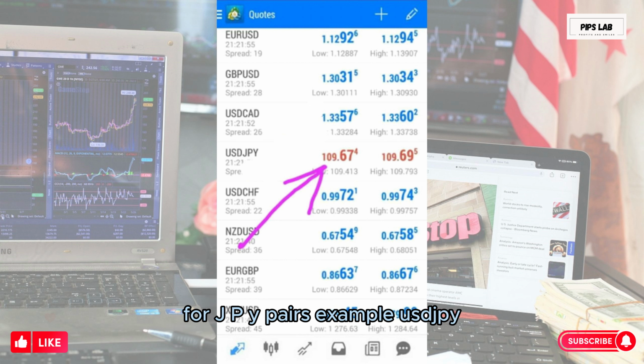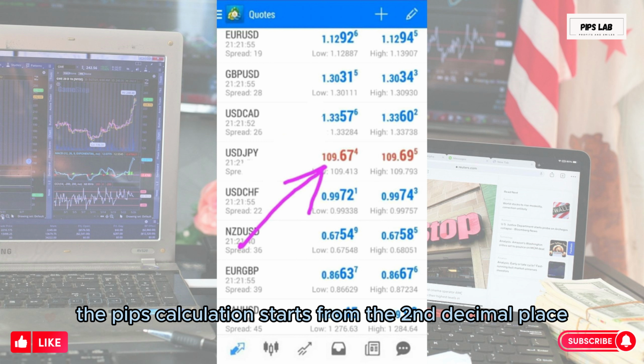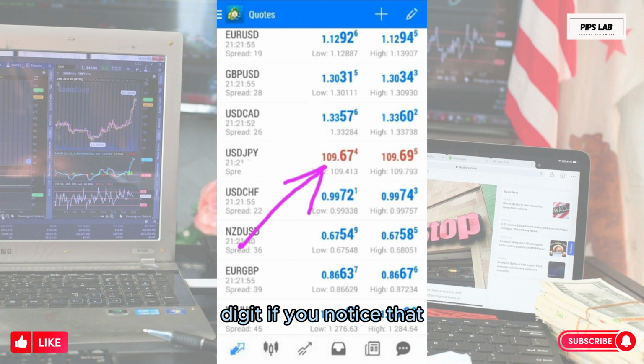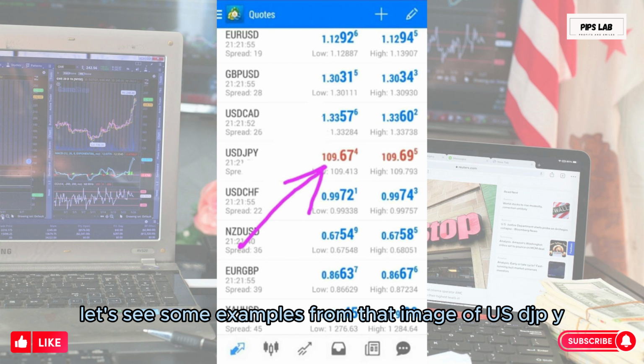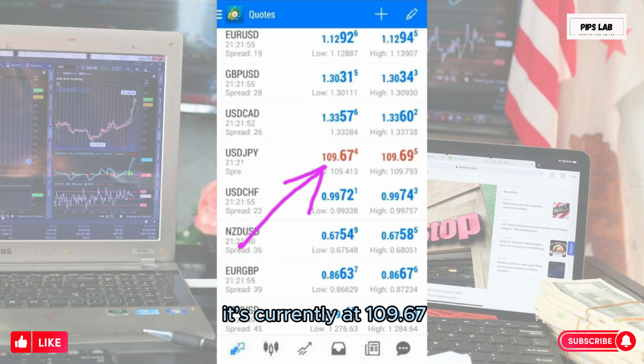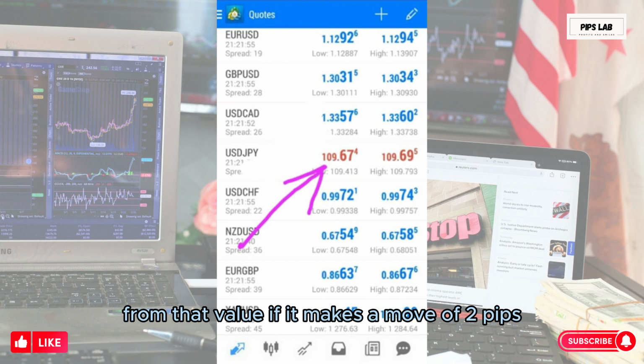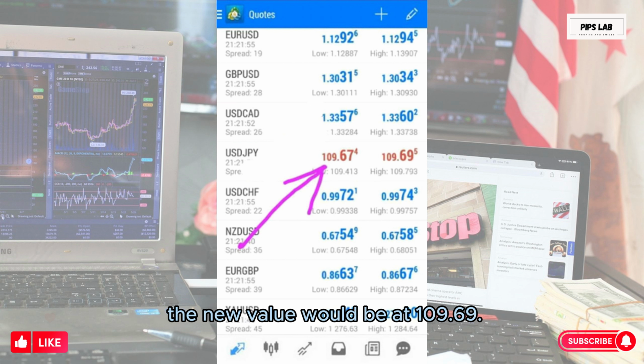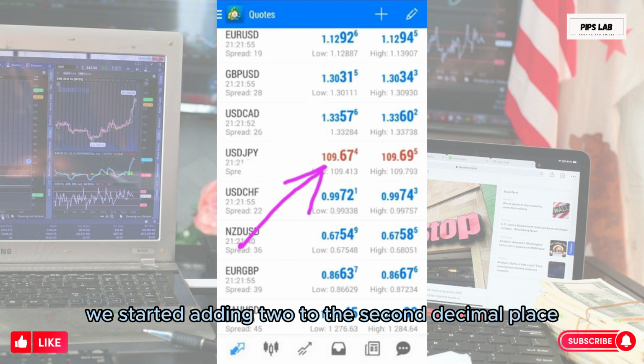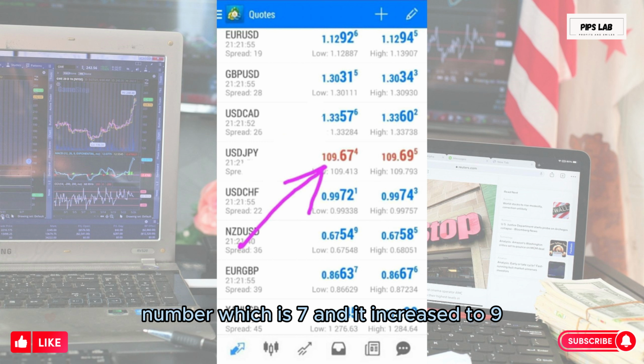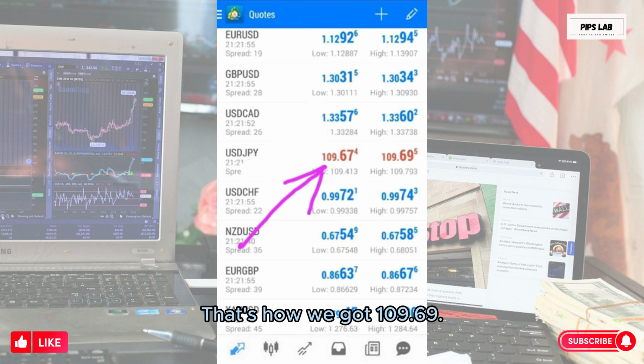For JPY pairs, for example USD/JPY, the pip calculation starts from the second decimal place digit. You'll notice that it's not up to 4 decimal places like the others that we did before. Let's see some examples. From that image of USD/JPY, it's currently at 109.67, as pointed out by the arrow. If it makes a move of 2 pips, the new value would be 109.69. How did we get this? We added 2 to the second decimal place number, which is 7, and it increased to 9. That's how we got 109.69.